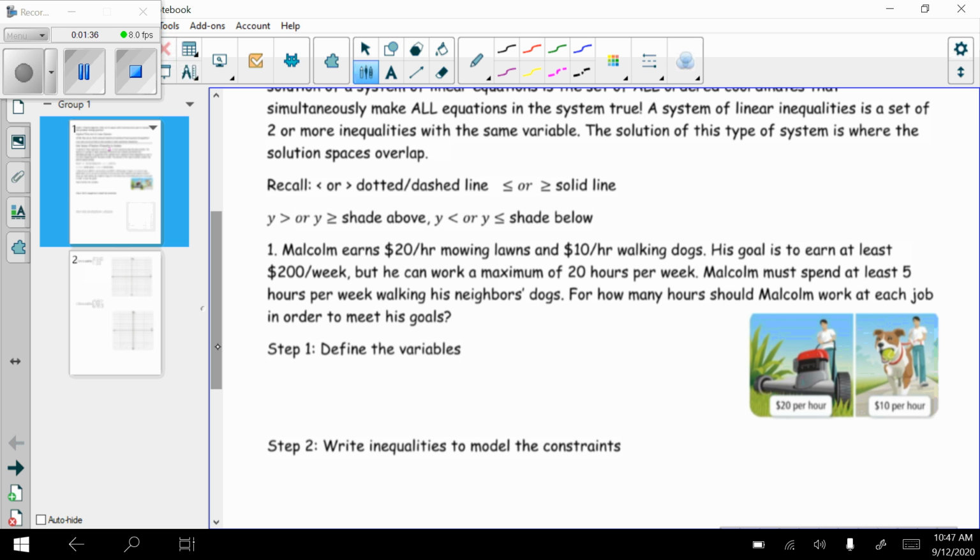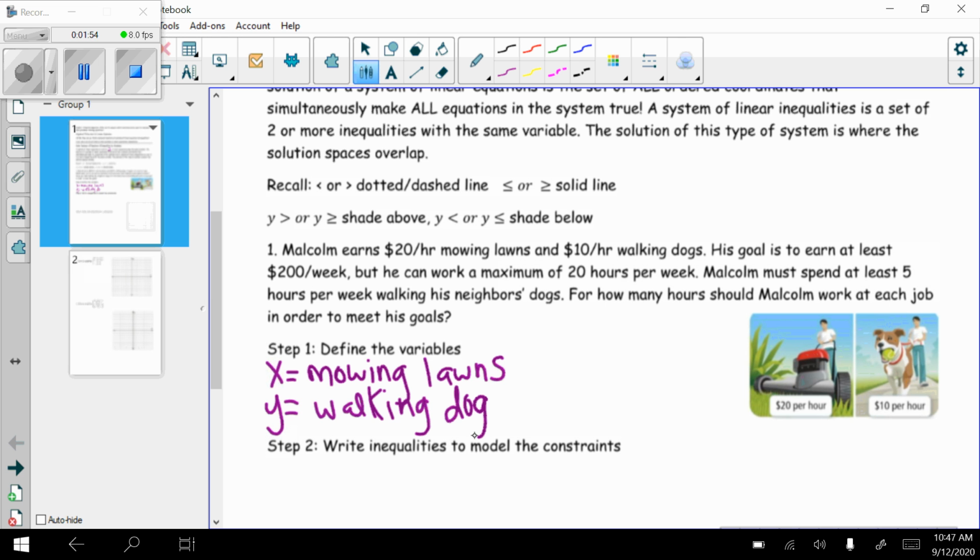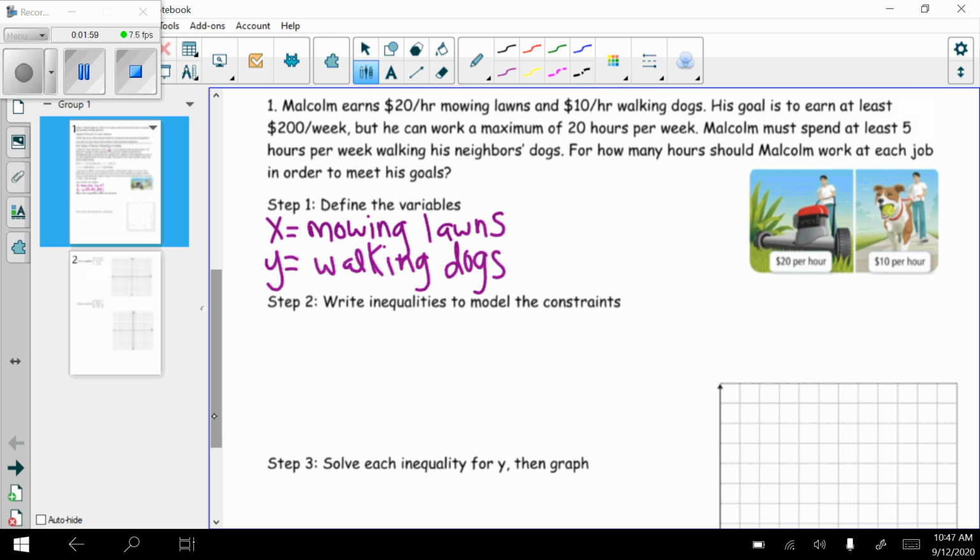So step number 1, we want to define our variables. We will use X for mowing lawns, and then we will use Y for walking dogs. So now we want to write inequalities to model the constraints. The easiest one is where it says Malcolm must spend at least 5 hours per week walking his neighbor's dogs. We said that Y was our dogs, so Y has to be greater than or equal to 5.